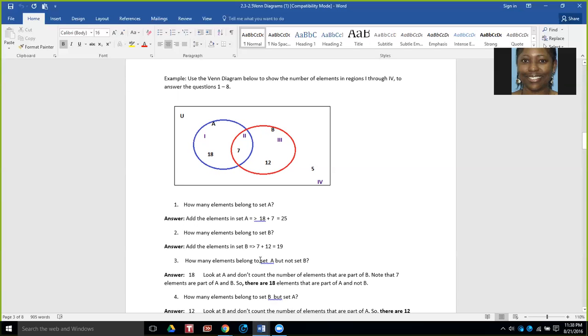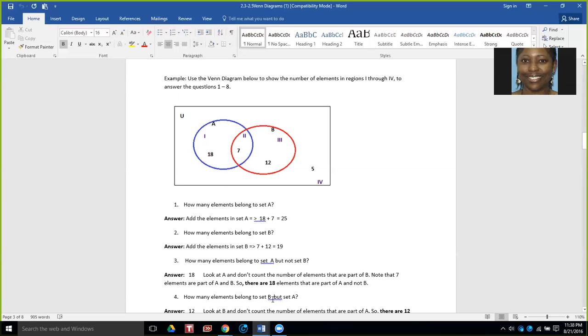How many elements belong to set A, but not set B? Okay, so we have elements in A, but not B, so I have to exclude the 7. Look at A and don't count the number of elements that are part of B. Note that 7 elements are part of A and B.